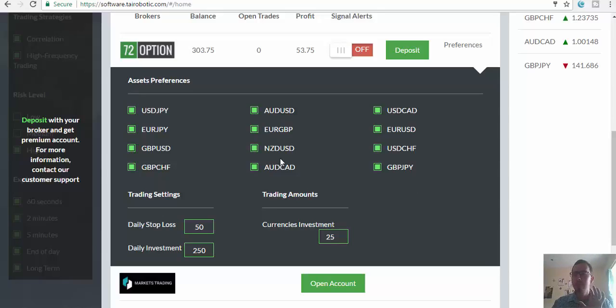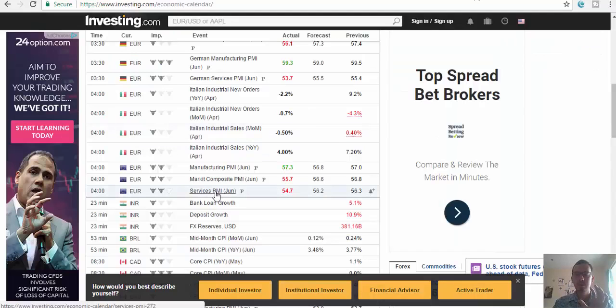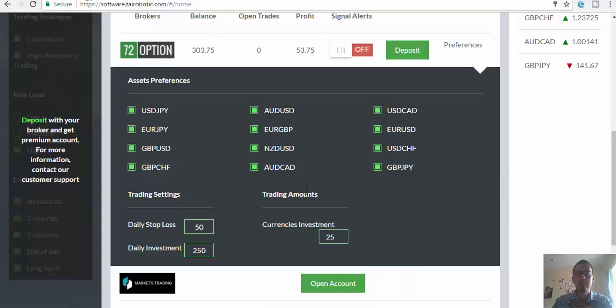So for example, if there was tradable news in the next 30 minutes, I want to avoid trading during tradable news, but I still want to trade. So I basically select all the assets that do not have the euro currency in them. I would deselect Euro JPY, Euro GBP, and Euro USD, which means that I can still trade all the other assets.